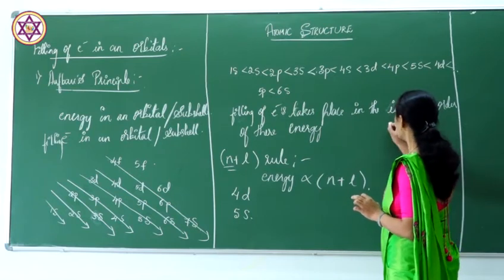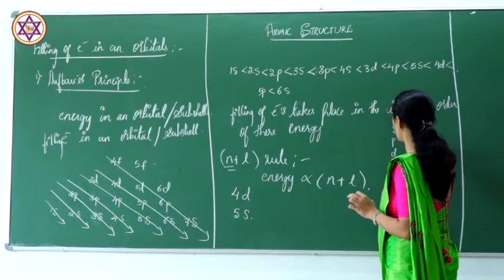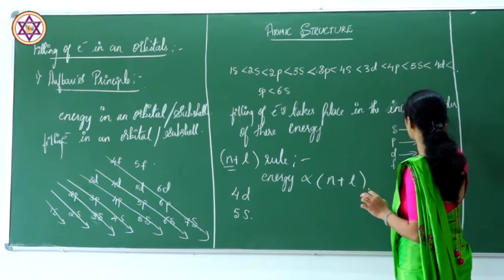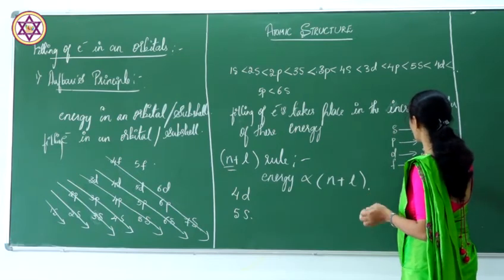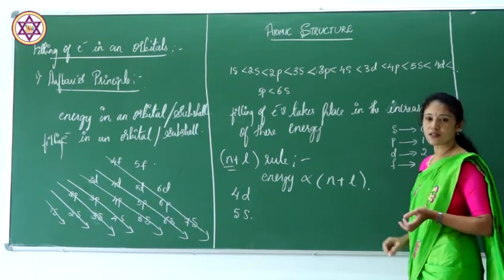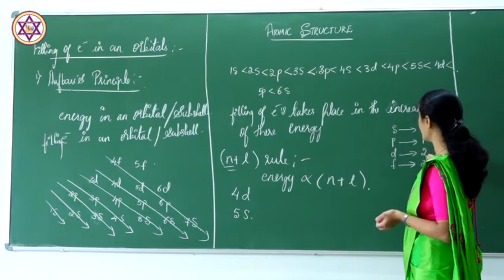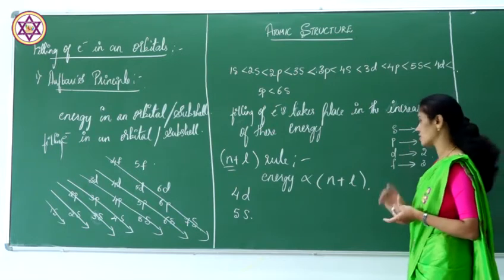Here, the value of L for s, p, d, f: I have explained in the previous session that the value of L for s is 0, for p is 1, for d is 2, and for f is 3. This is the azimuthal quantum number value for these subshells.